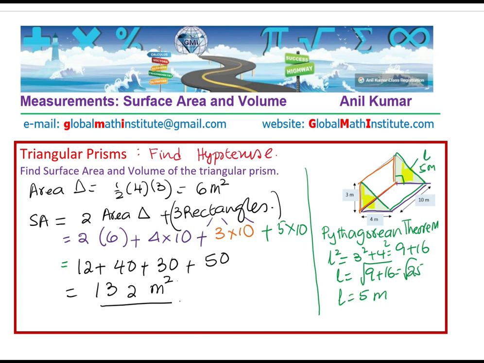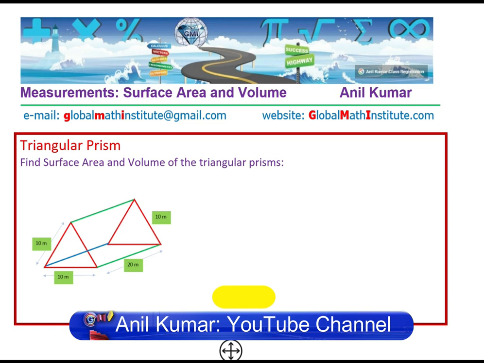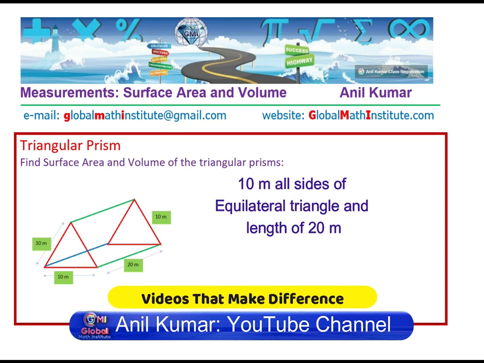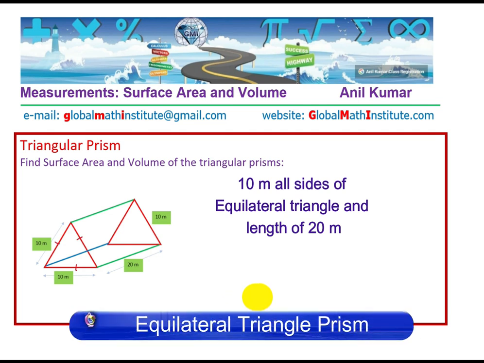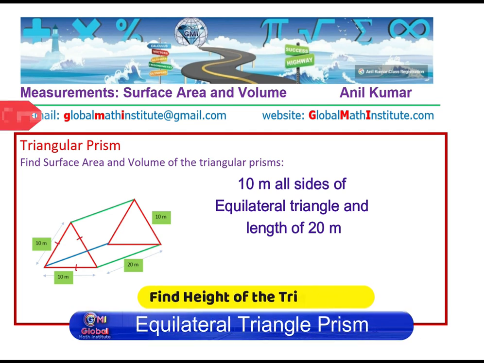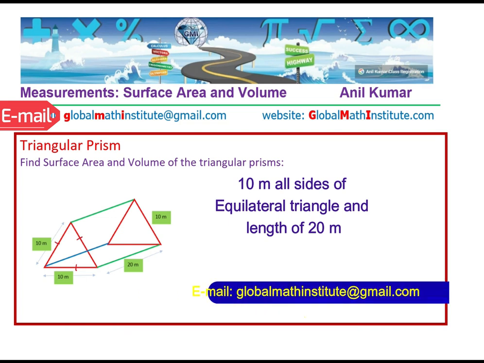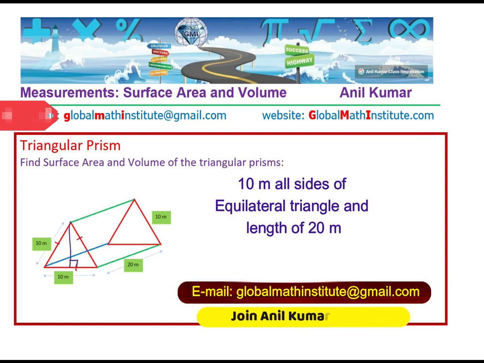Now we'll look into the second question, which is to find the volume and surface area of a triangular prism which has equal sides, right? So it's an equilateral triangle. We are given that each side is 10 meters and the length of this is 20 meters. Now, to find the area of the triangle, we need to find what is the height of the triangle. You get the idea. So we'll figure out what is the height. So this height is to be calculated.